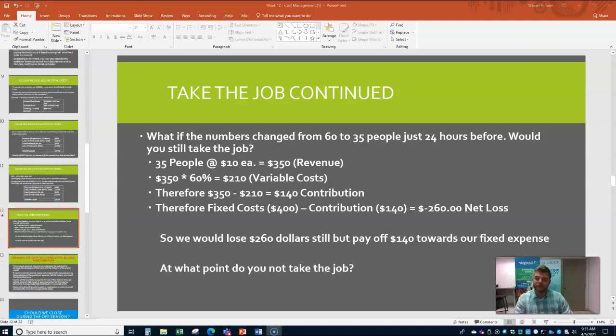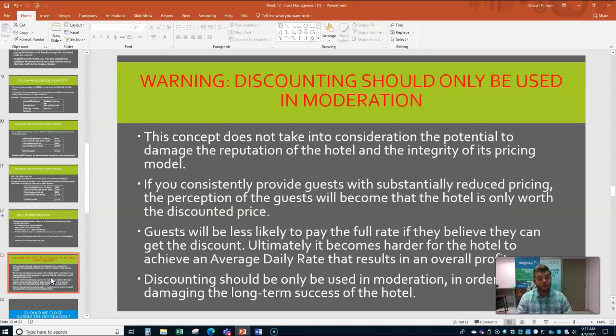And there are other things to think about, because yes, finance is numbers and it's easy to make measurements and decisions, but at the same time, there's a human factor to everything as well, and a reputation factor as well. So if you accept a discounted job like that, you have to understand how this could affect your reputation. If you are consistently offering lower priced jobs, you will have the reputation that people will come to you thinking it is only worth that discounted price.